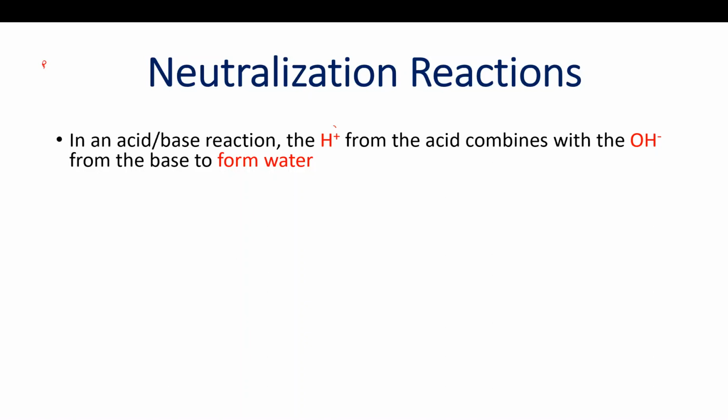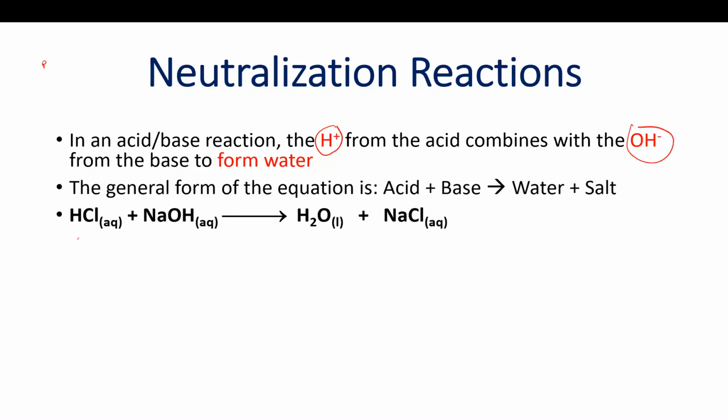Basically, in a neutralization reaction, the acid is going to give us a proton. A proton is just a hydrogen ion, and the base typically gives you the hydroxide. And we'll see that the two of those form water. Water is neutral, so when you have acid and base in equal amounts, they neutralize each other. So that's what a neutralization reaction essentially is.